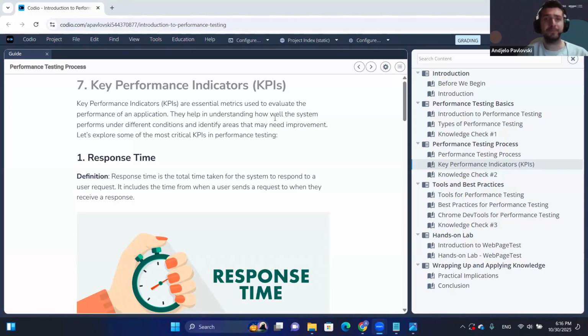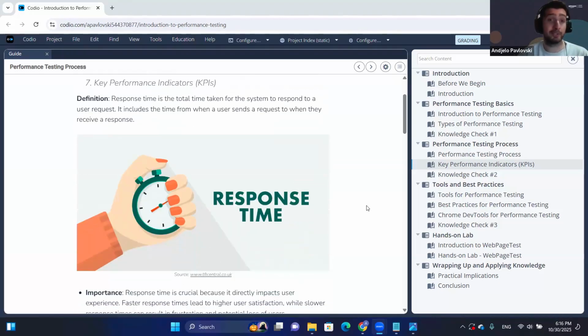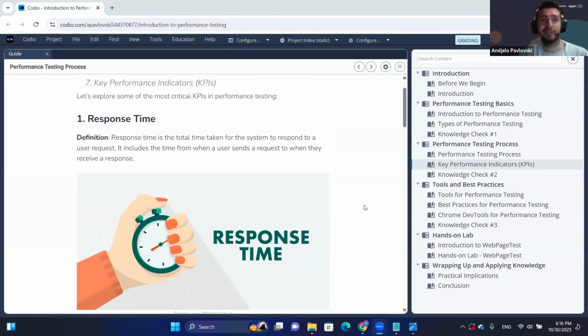Now, the first KPI and the most common KPI you will come across is the response time. So what is the response time? This is the amount of time that the system needs to respond to some kind of user request. Meaning, if you click on a button, the response time is how fast the button performs the action. So if you click on submit, how fast will you submit the form? Or how fast will you get an answer that you have submitted the form?